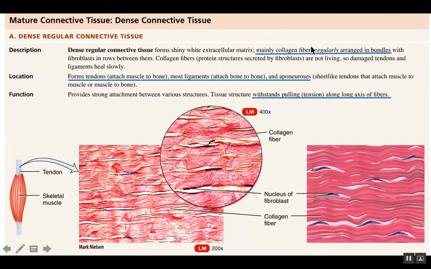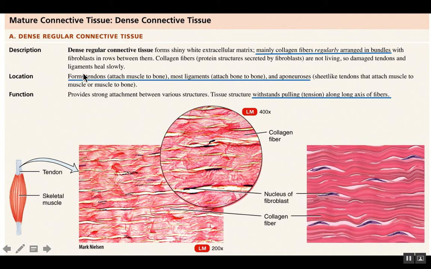Mainly collagen fibers regularly arranged in bundles. That regularly arranged means the fibers are all running parallel with one another, and they're packed very tight together. So this tissue is largely just collagen and fibroblasts. And it's the collagen that gives this tissue strength. This is a very strong tissue.